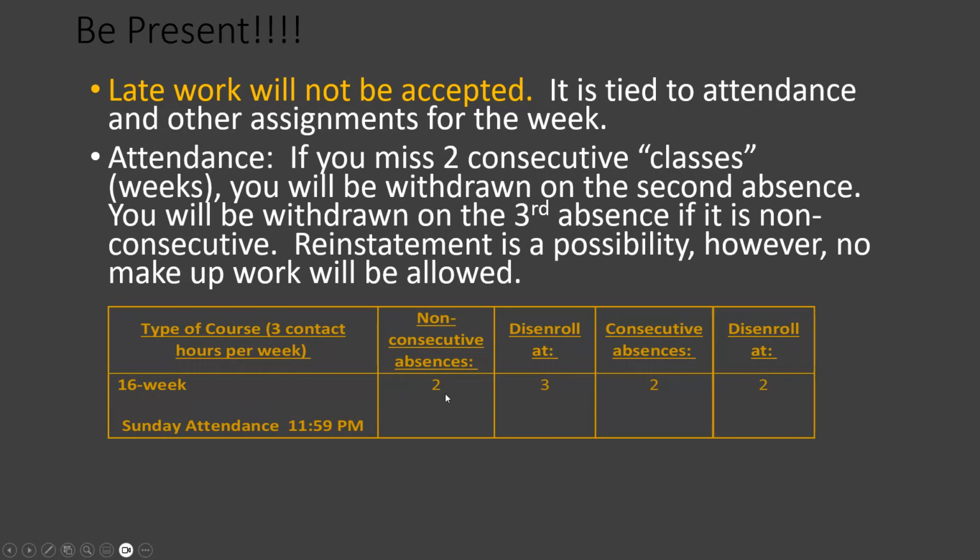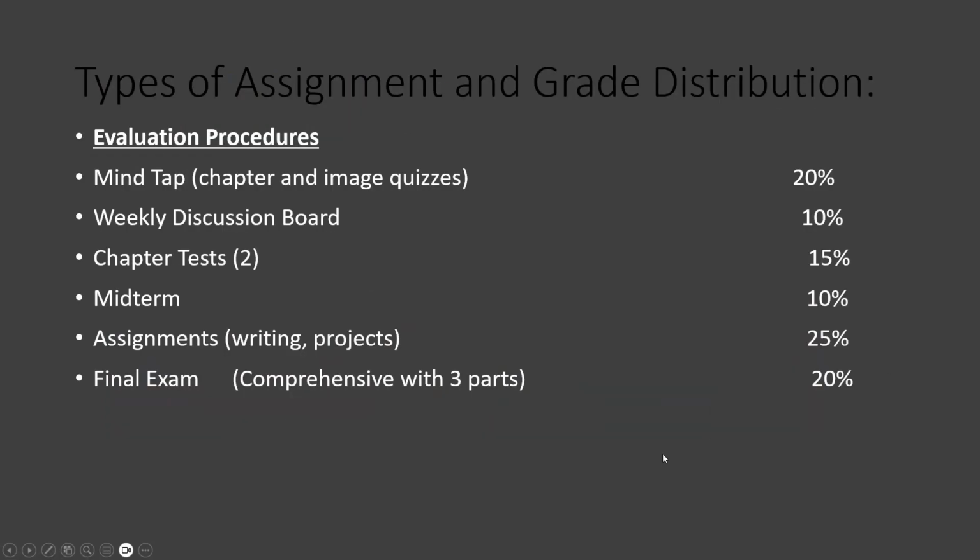If you miss 2 consecutive classes, that means you're absent 14 days, then you will be withdrawn. So it's a 14-day policy, but if you don't do them consecutively, it turns out that on the 3rd day is when you will be withdrawn, okay? But please note, you would have missed 2 weeks' work that you can't make up if you're absent, so your grade will be affected, and we'll have to look at that for reinstatement possibilities.